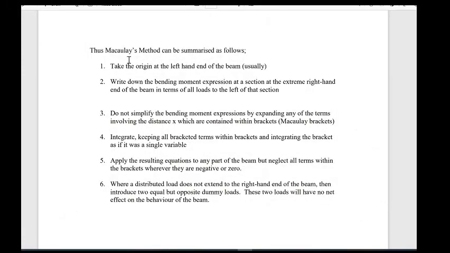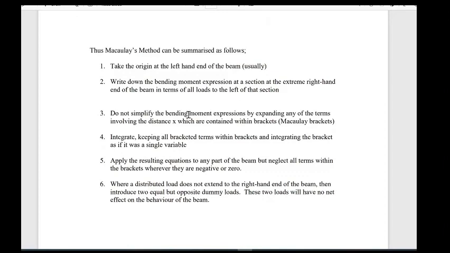So let's consider a few rules when using Macaulay's method, and then we'll have a look at a couple of examples. Let's take the origin at the left-hand end of the beam. Usually that's what we do. We start at the left-hand end and we work our way right. We go past all of the moments and all of the loads, and we write down the moments at the extreme right-hand end of the beam before we get to the other support. Once we've gone past all of our loads, so the most complicated scenario, we're going to write down the moment for that.